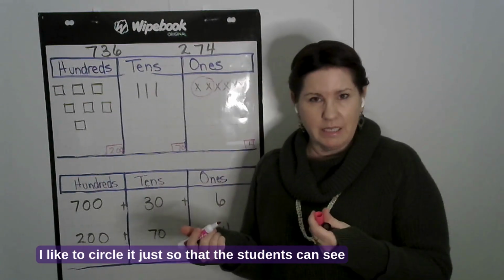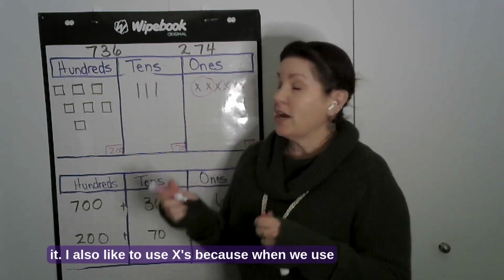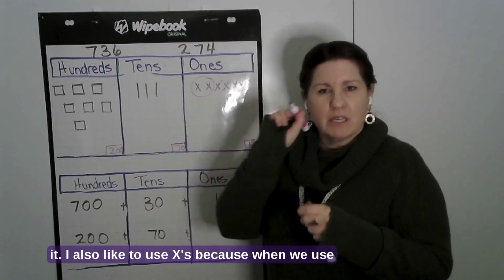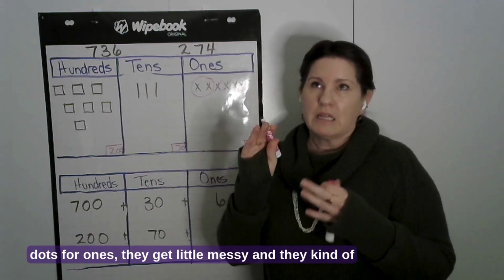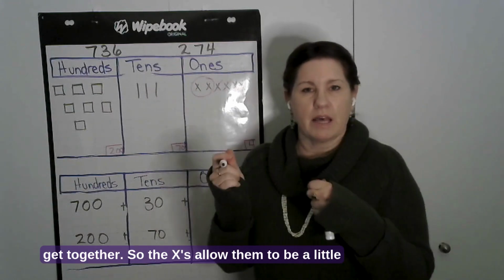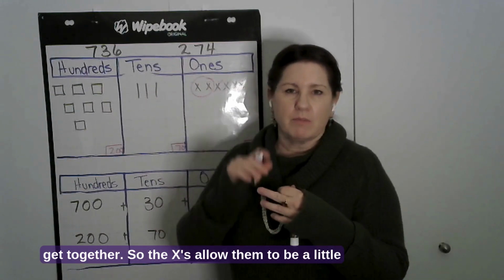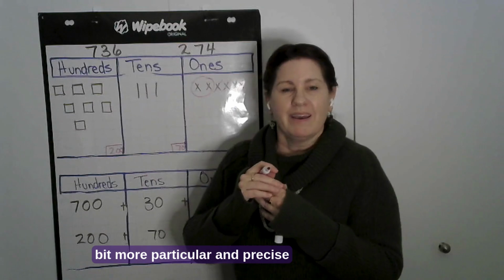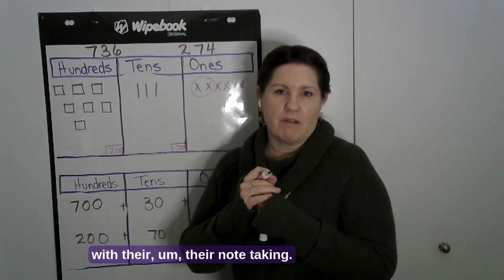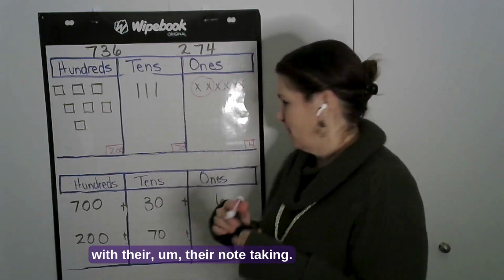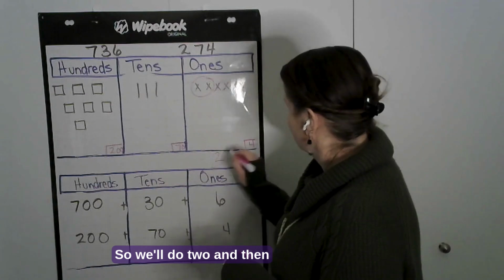I'm going to cross off 4, and that leaves us with 2. I like to circle it just so that the students can see it. I also like to use X's because when we use dots for ones, they get a little messy and they kind of get together. So the X's allow them to be a little bit more particular and precise with their note taking. So we do 2.